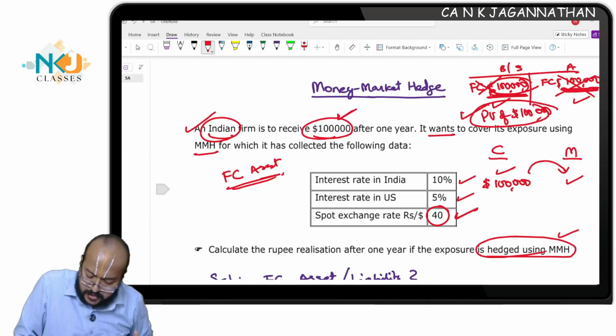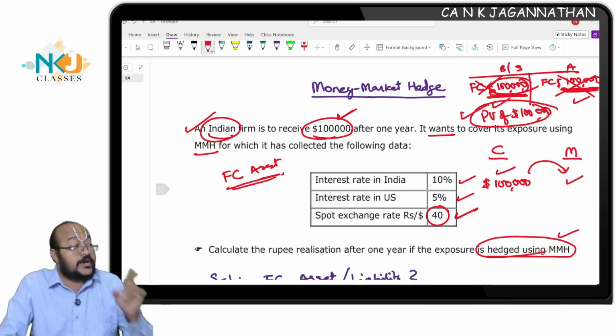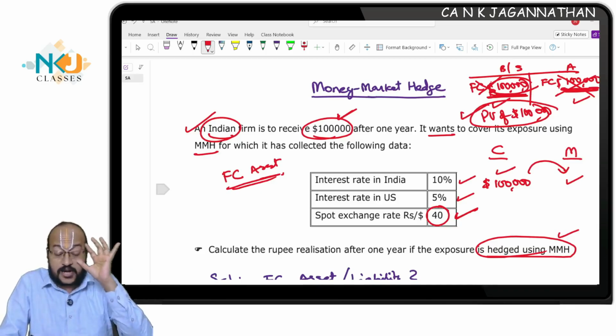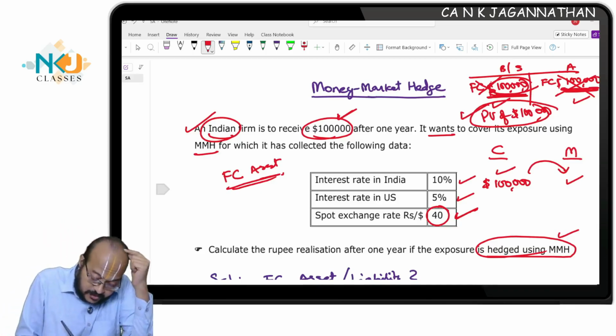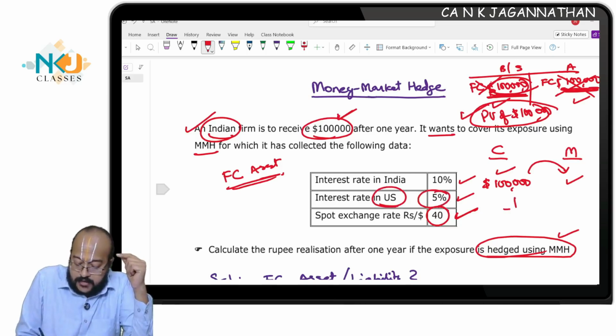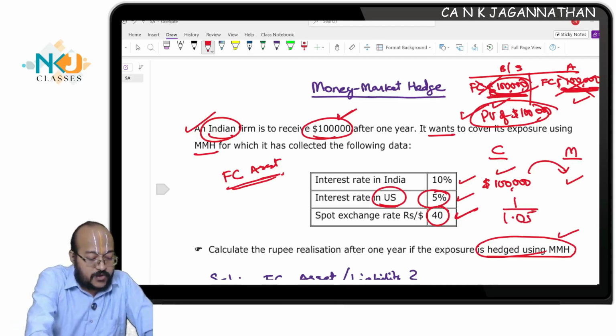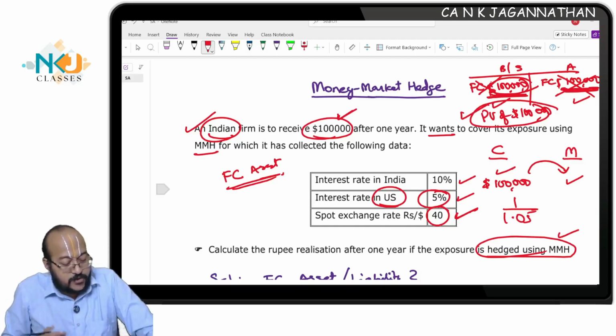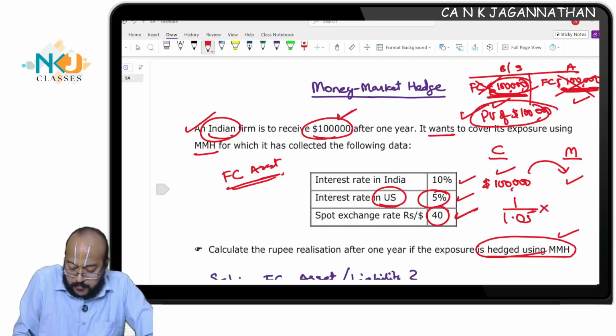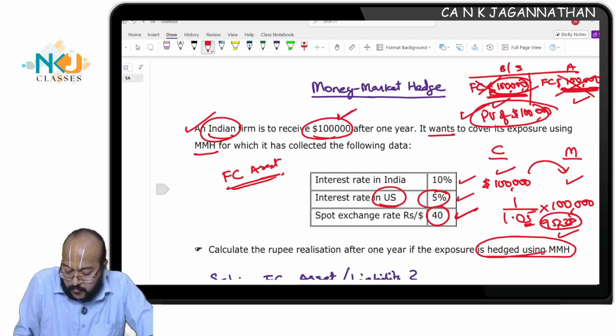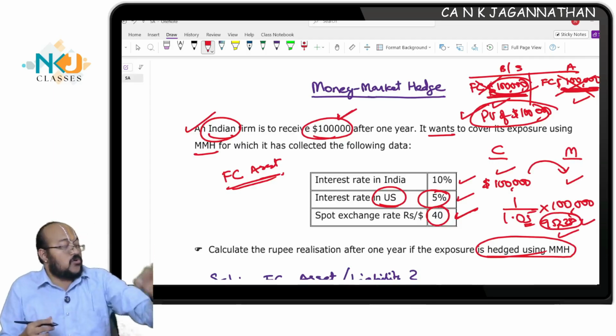See here, the present value of 1 lakh. Now, you need to discount this 1 lakh. At what rate? 5%, the interest rate prevailing in the US. You should consider 1 divided by 1.05. Take your calculator: 1 divided by 1.05 into 1 lakh. How much is that? 95,238. 1 divided by 1.05 into 1 lakh is equal to 95,238. This amount I will borrow from the US.